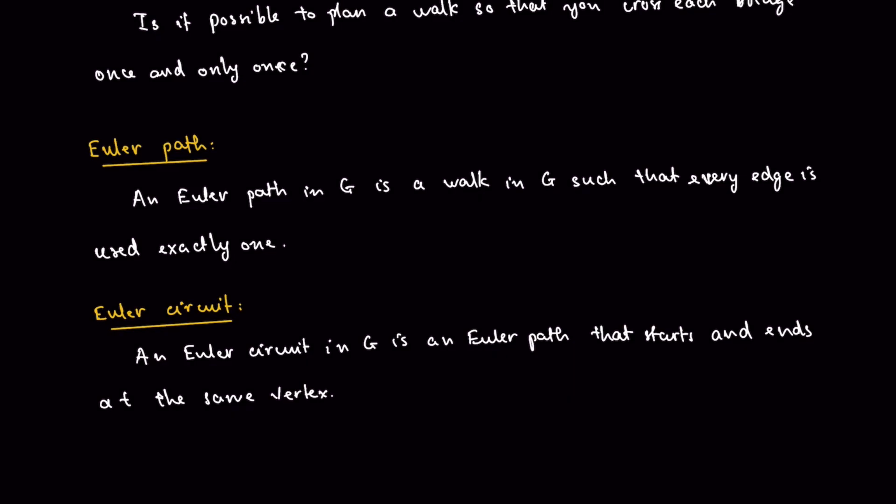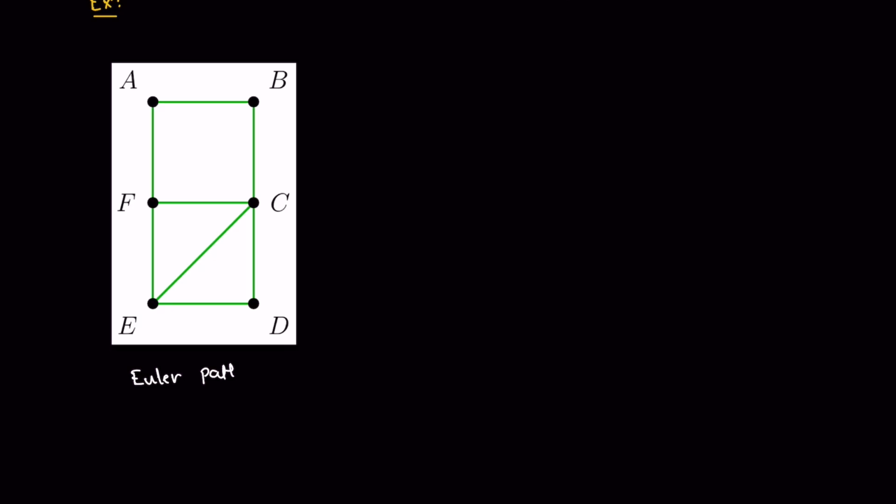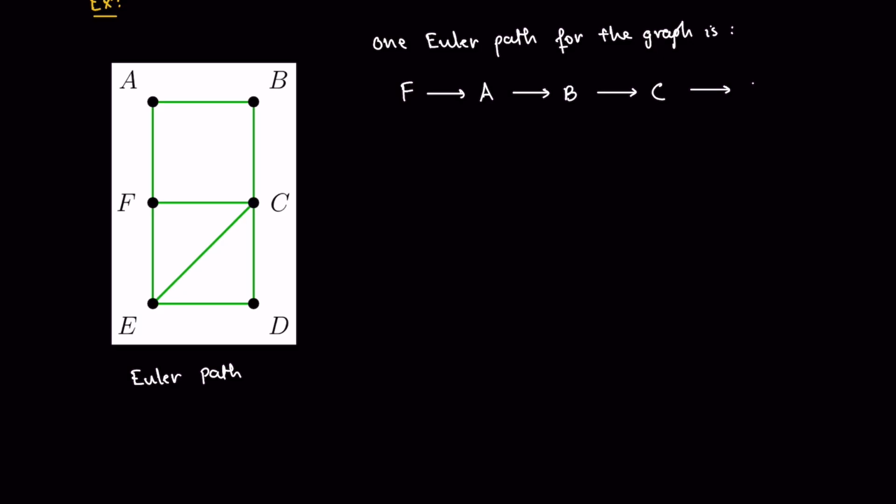Now I'm going to look into some examples. This is an example of a graph that has an Euler path. Similar to the last video, when you write the Euler path or Euler circuits, there may be multiple solutions to one problem. What I'm going to present to you is just one of the solutions. One Euler path for this graph is: you start with F, and you go to A, then B, then C, then F again, then E, then C, then D, and finally E. This Euler path travels every edge once and only once, and starts and ends at different vertices.